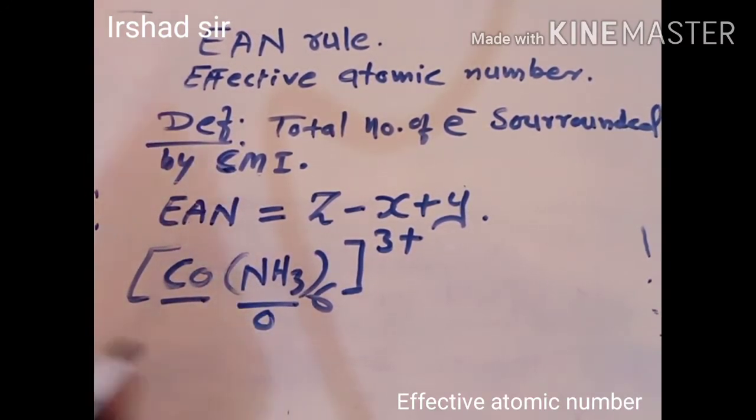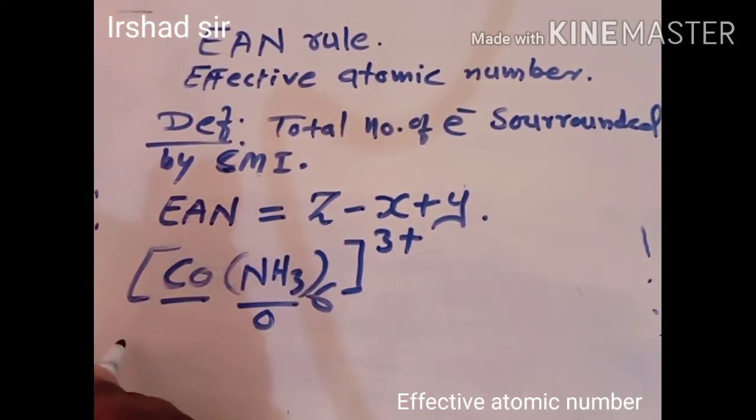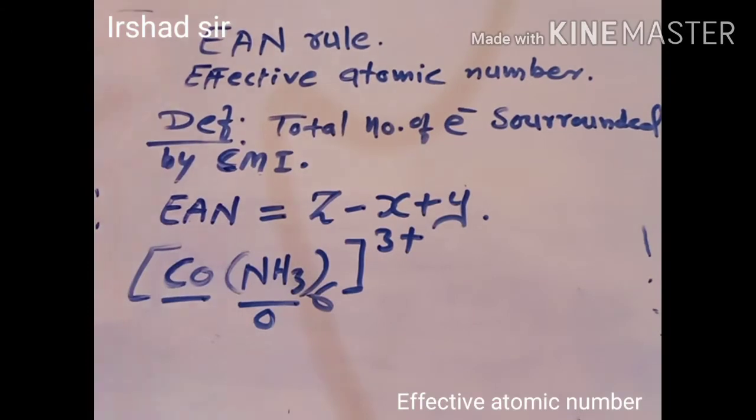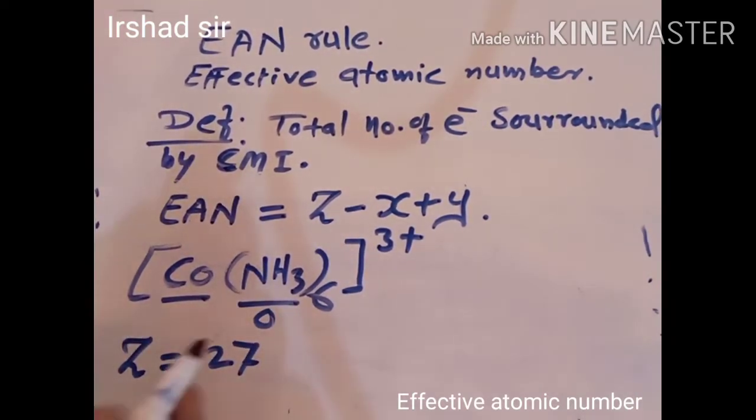Now we shall try to calculate the EAN by using this formula. So EAN, the effective atomic number, is equal to... First we shall assign the values in the formula. Z is equal to 27, the atomic number of the central metal ion, cobalt. Here the value of X is the number of electrons lost by the central metal ion.